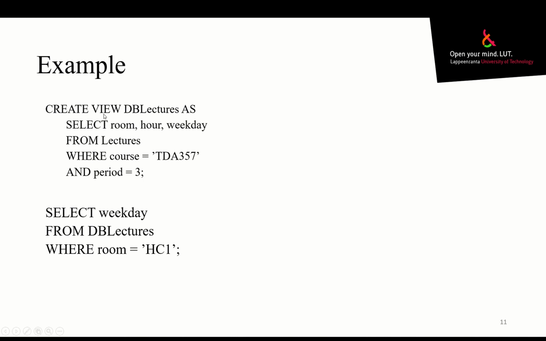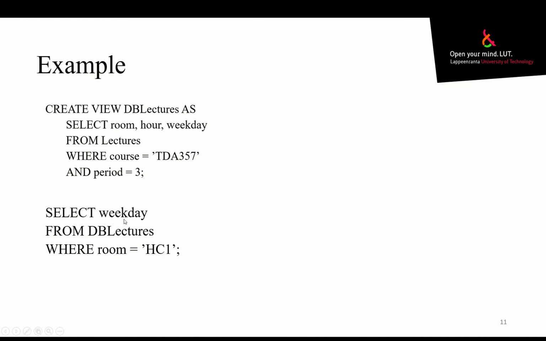So we can create a view named DB lectures AS SELECT. Now this SELECT is basically used to specify what the view should have. What are we trying to create in the view? We want to select room, hour, and weekday from the lectures table where course is equal to this and period is equal to 3. By doing that, we've created this view named DB lectures.